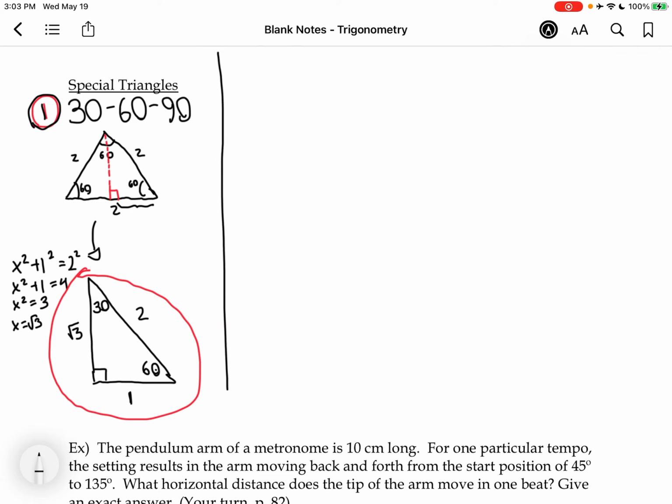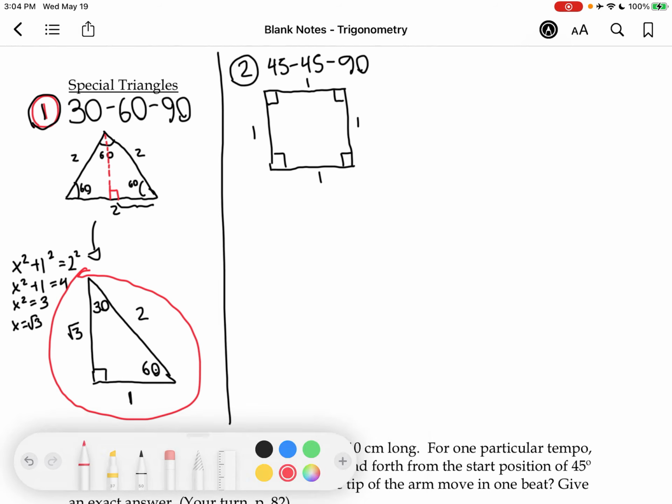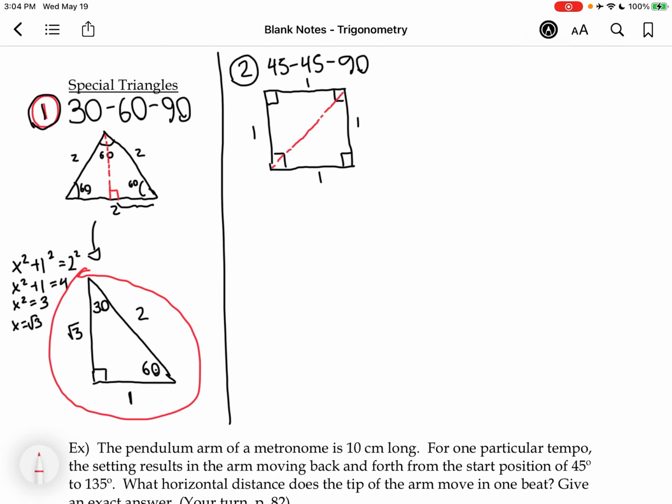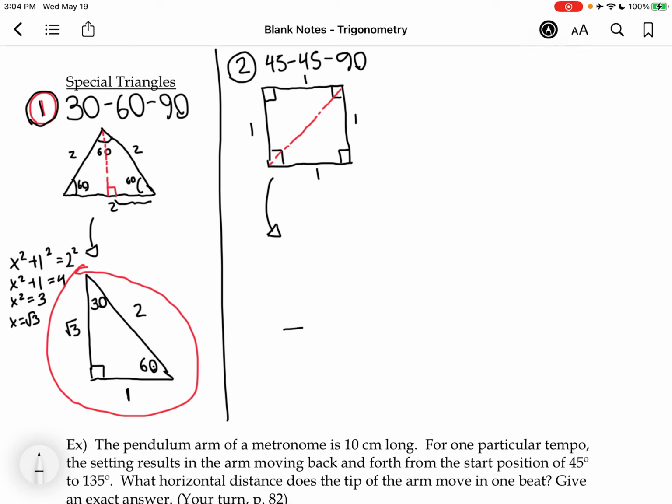The second special triangle is the isosceles right triangle, which is the 45, 45, 90 triangle. And this one comes from taking a square with a side length of 1 and cutting it in half along the diagonal. So when I do that, what I'm going to get is this. And of course, I'm blowing this up just a little bit so that we can see it a little better. But I'll get 2 right triangles. I'm just going to draw one of them.